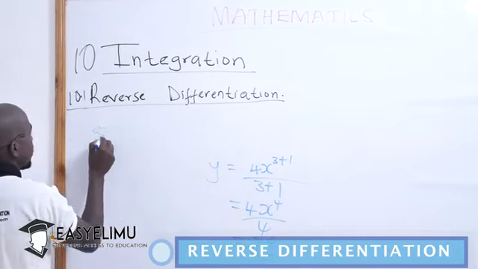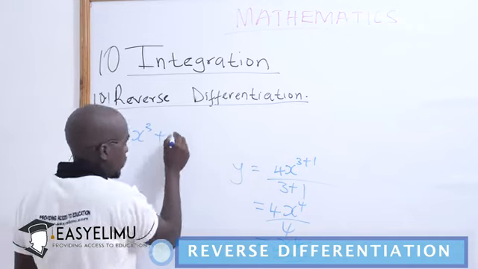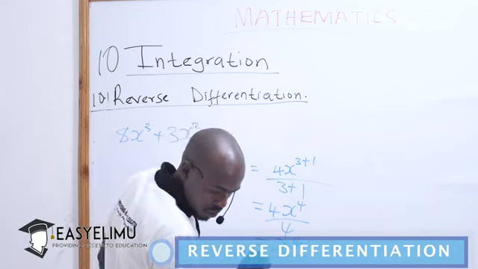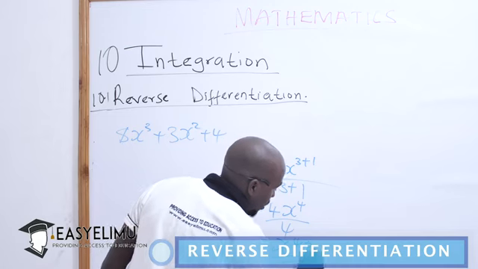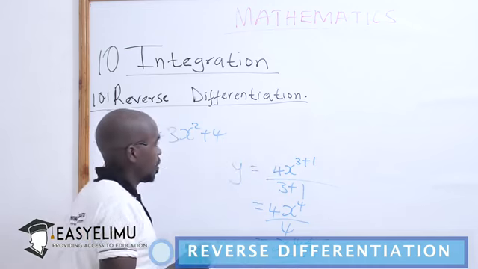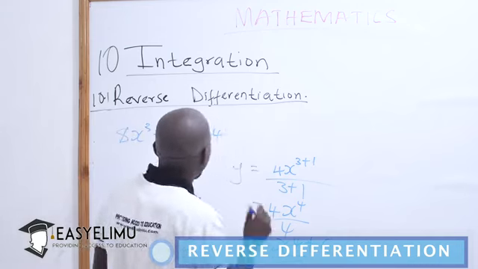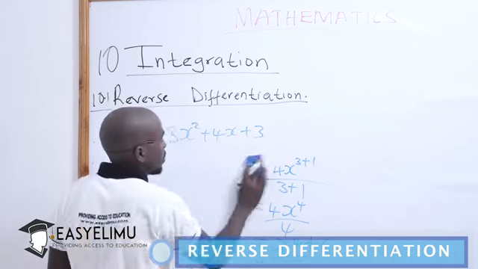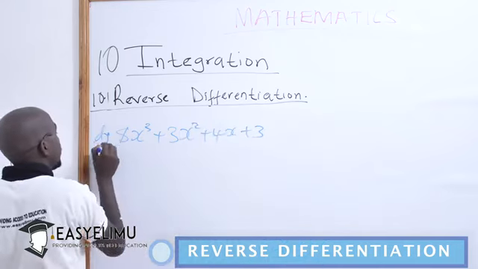Example 2, you are having a polynomial: 8x cubed plus 3x squared plus 4x plus 3. Remember, this one will have plus c because we have a constant of integration. So we need to find the value of y, given this is dy dx.